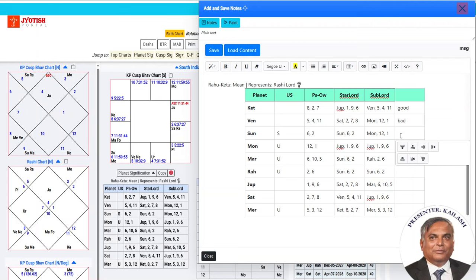So this way you can just have tunnel vision. You can just focus on one question alone. Sun. Now this combination indicates that a person will borrow. You see the 6 and 2, this combination indicates an increase in the bank balance due to borrowing, because the 6th house is involved. And then the 12th house is also involved.